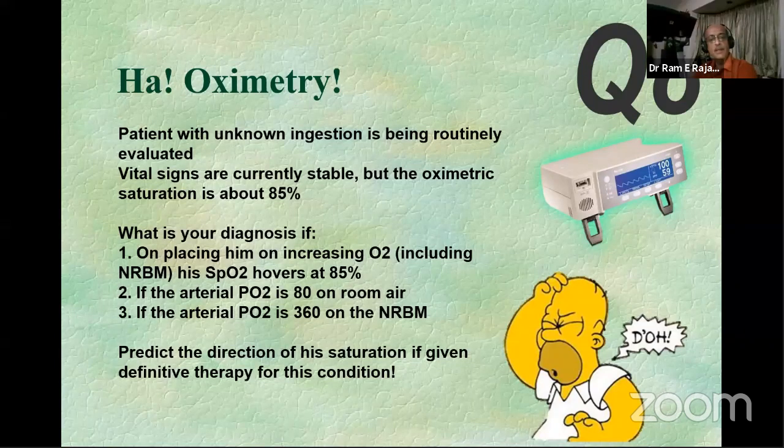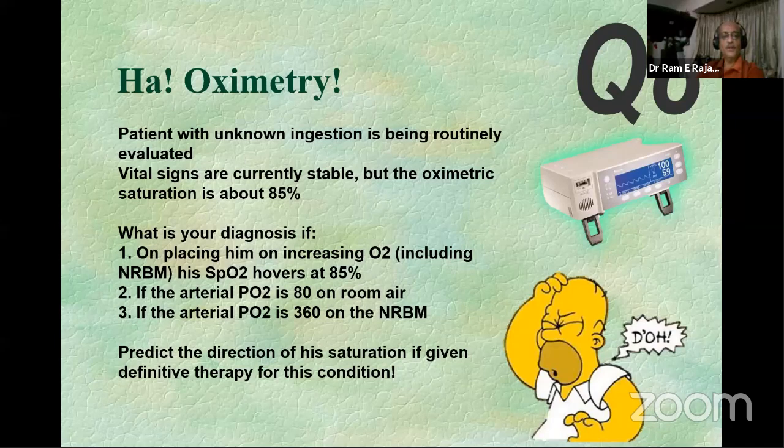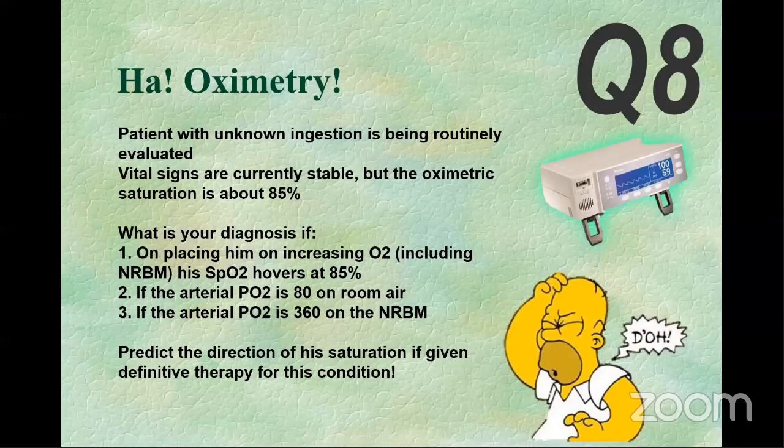Okay. All right. Can you give me the last answer to this? Predict the direction of his saturation if he's given a definitive therapy for this condition. Since you already got the diagnosis as methemoglobinemia, what is the treatment? Methylene blue. Okay, so I'm going to inject methylene blue in this guy. What will be the direction of his pulse oximetric saturation? It will improve.